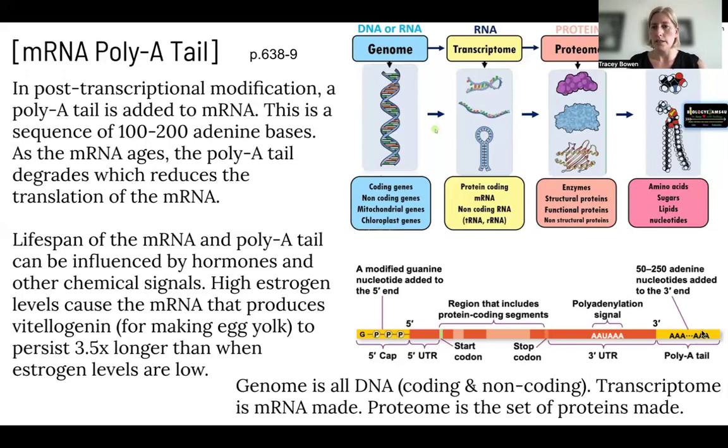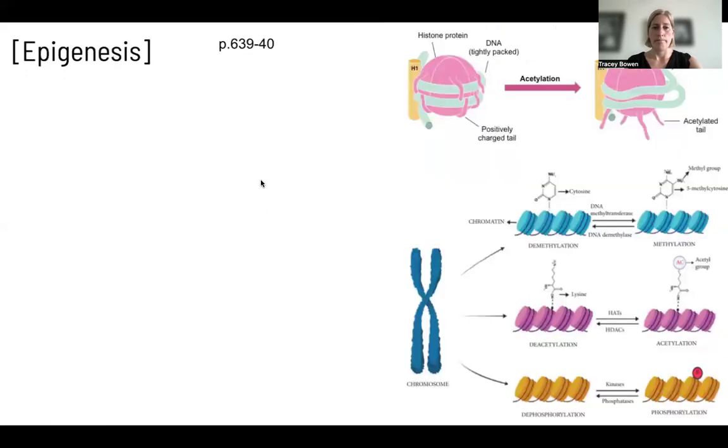And so this is a modified version, like this is a piece of messenger RNA that has gone through transcriptional modification. So it has a 5' cap and a poly-A tail. And the poly-A tail, as I said over here, is going to influence how long it can translate for. And the 5' cap protects this end of the messenger RNA.